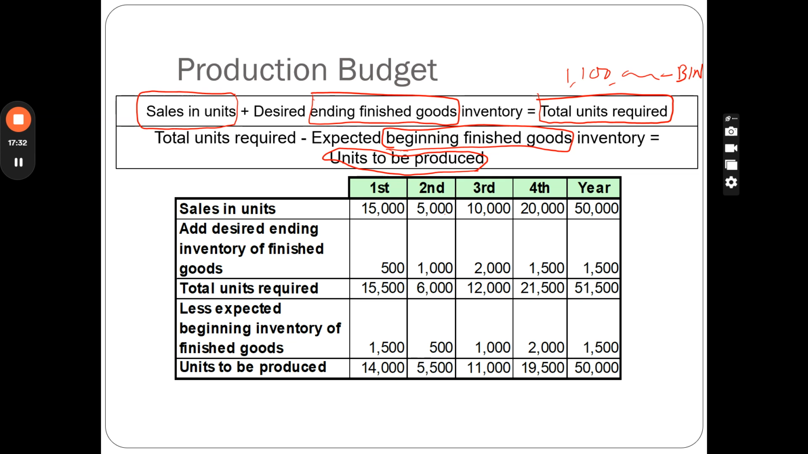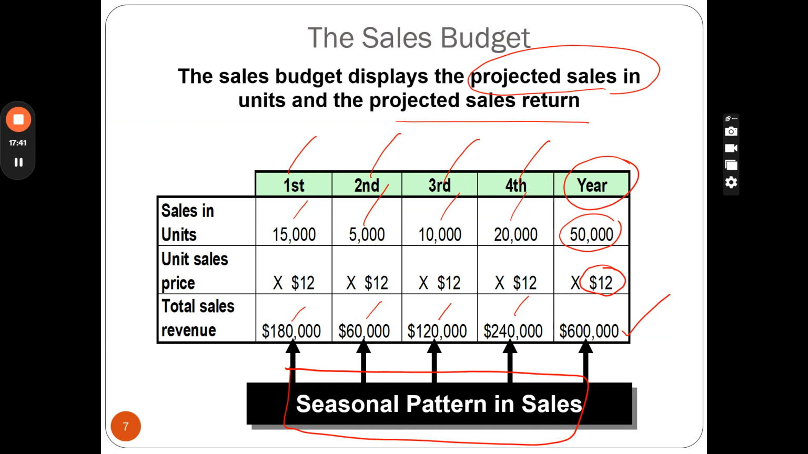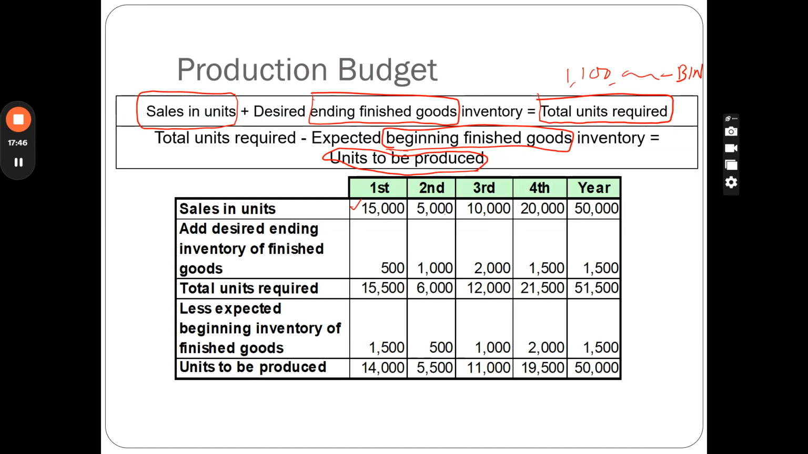So sales in units plus ending finished goods minus beginning finished goods is going to give you how many units need to be produced. We know that sales in the first quarter is 15,000. That we are getting from the previous slide. From here, 15,000 is our first quarter sales, so we will consider that. And also by the end of this quarter we need at least 500 units in the inventory. Okay, so I need 15,500 in the first quarter. But I already have 1,500, so I don't have to produce 15,500. I will produce only 14,000. So 15,500 minus 1,500, you will get 14,000.